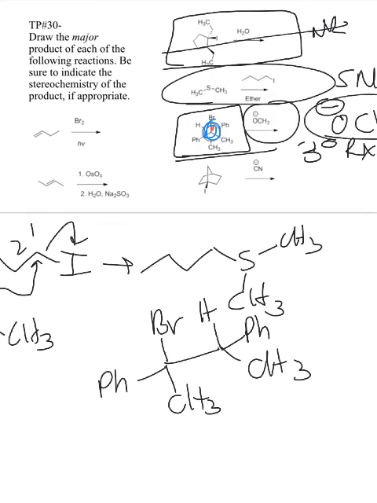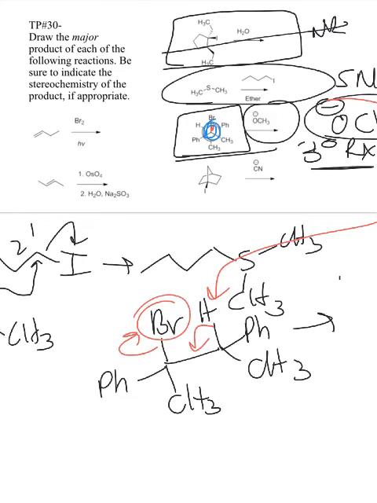It's going to do an E2 because it's a tertiary substrate with a methoxide. So it's going to come, and this is the only proton that it can take, and it's stereospecific. The bromine is your leaving group. You're forming an alkene, and what does that look like? Now, the question is, did I draw the right product? Notice that I have drawn the phenyl groups as trans.